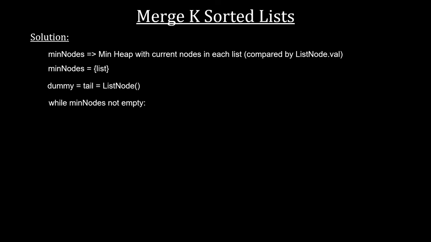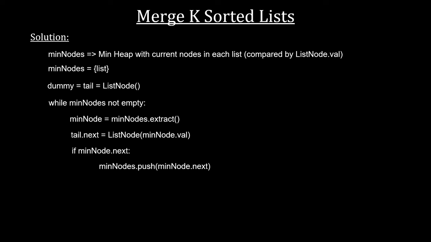And now, for as long as min nodes is not empty, we will extract the smallest node from the min heap, so we get its value and also remove it from the heap. Then we create a new node of that value and link tail to it. And then, instead of min node, we should use min node next. So if min node next is not null, we are going to push it into the heap. And afterwards, we increment tail. When the while loop terminates, we will return dummy next.